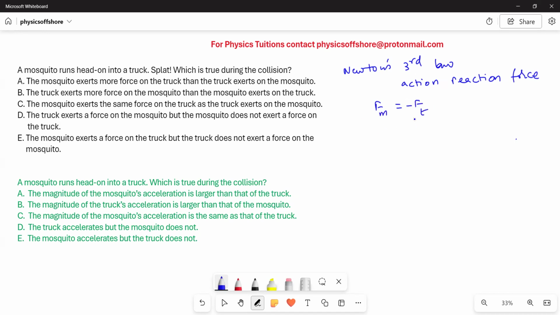Both are one and the same. The magnitudes of the forces are the same, but the directions are opposite because they are action-reaction forces. Therefore, C is the answer: the mosquito exerts the same force on the truck as the truck exerts on the mosquito. This is the answer.